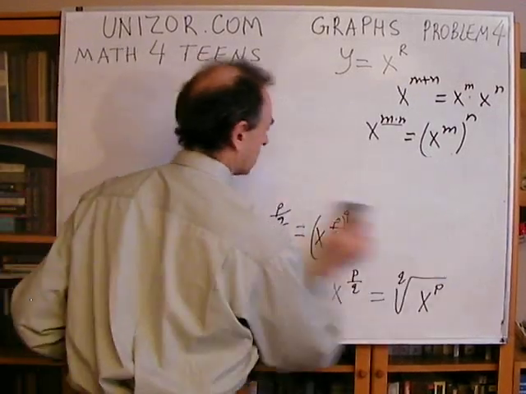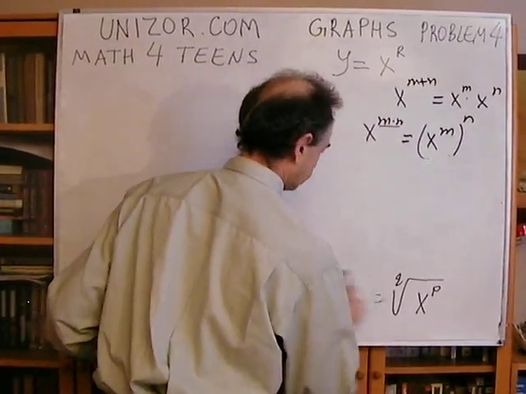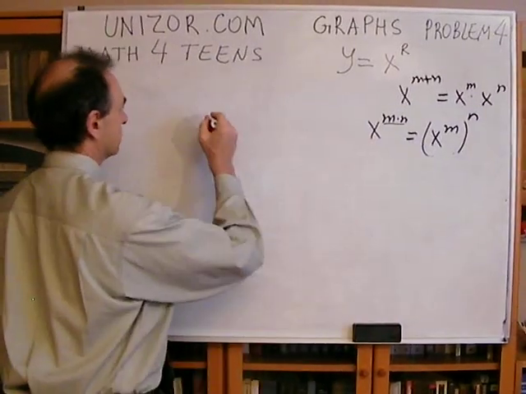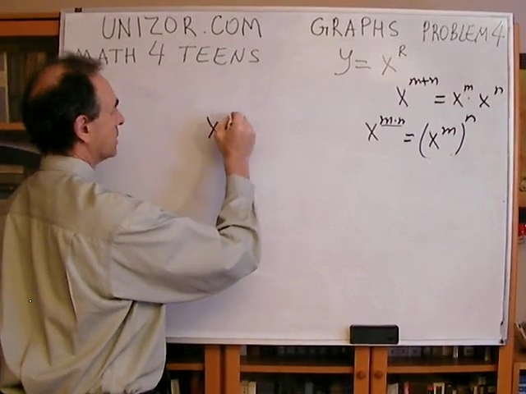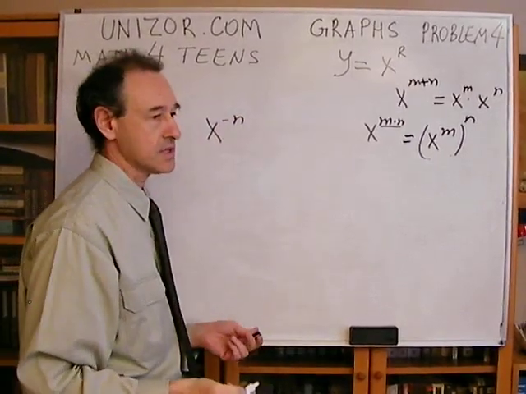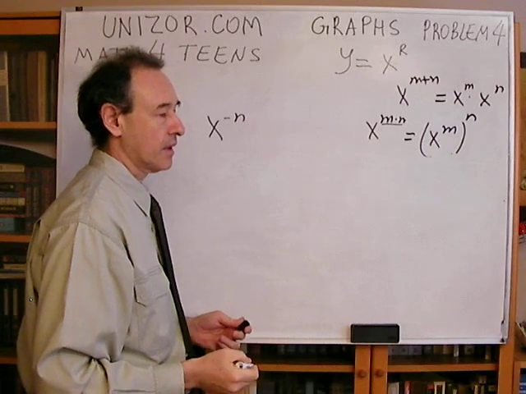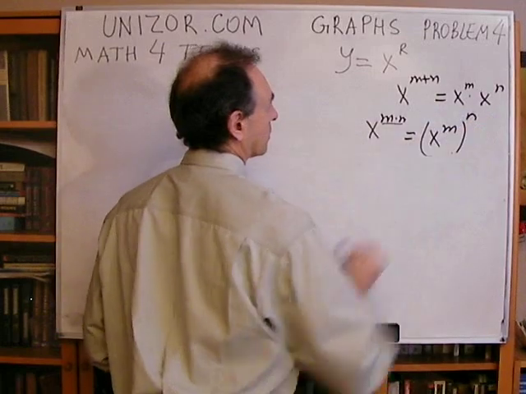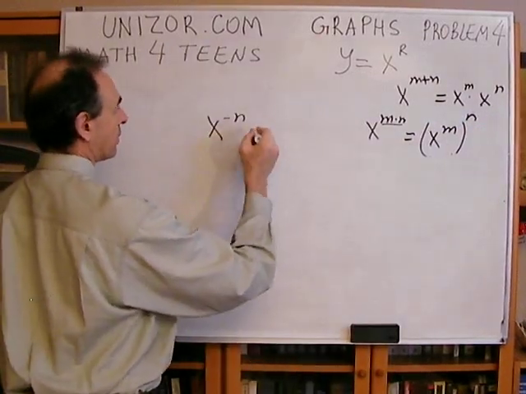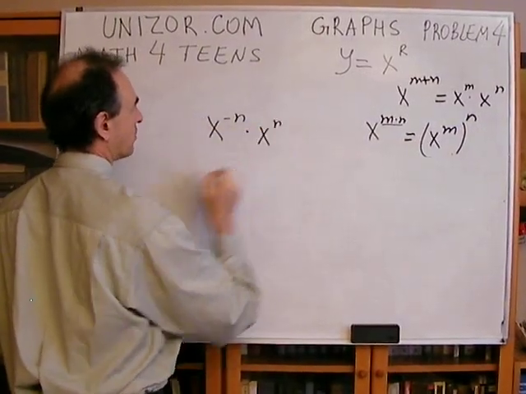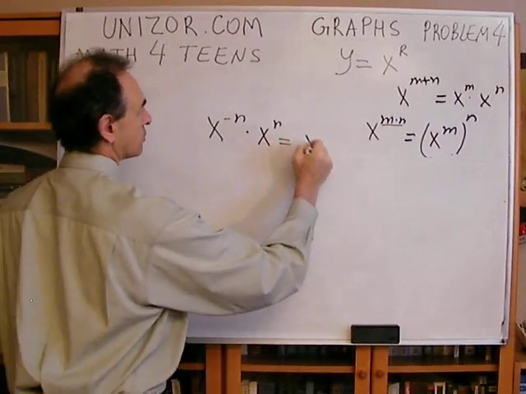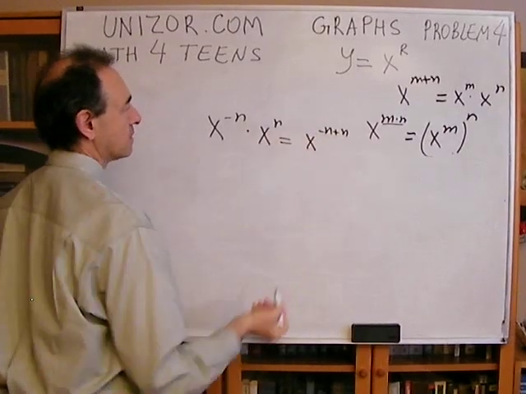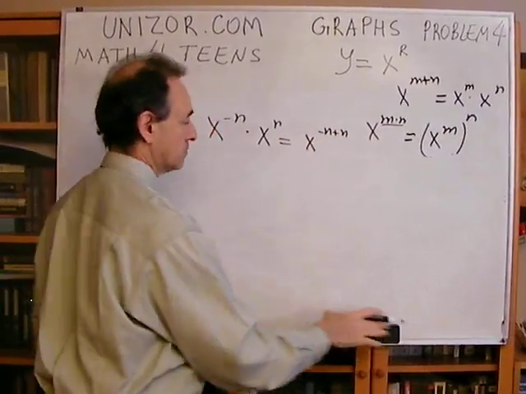And one more thing about the power. Negative. What if I have x to the power minus n? Let's think about what this is. Well, again, based on this property, I can say that x to the power of n times x to the power of minus n should be equal to x to the power of minus n plus n. Minus n plus n is 0. X to the power of 0 is 1.